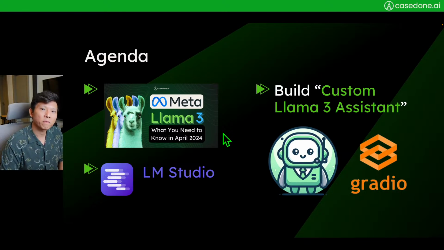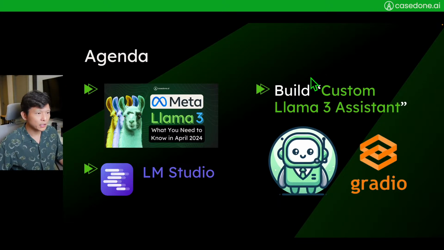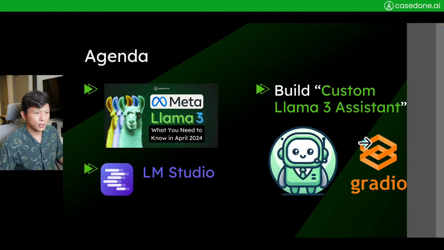in the last week. Now we are going to introduce you to a tool called LM Studio. It will allow you to run an LLM locally on your laptop so that you can build your custom chatbot for yourself or your team as well. So that's the end goal. We are going to build a custom Llama 3 assistant so that you can use it in your company, at work, or your personal life as well. So let's get started.